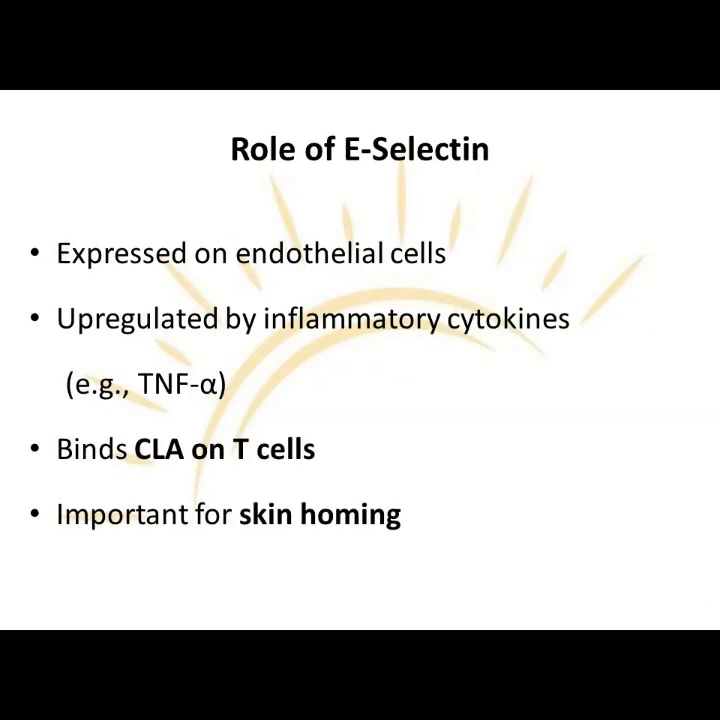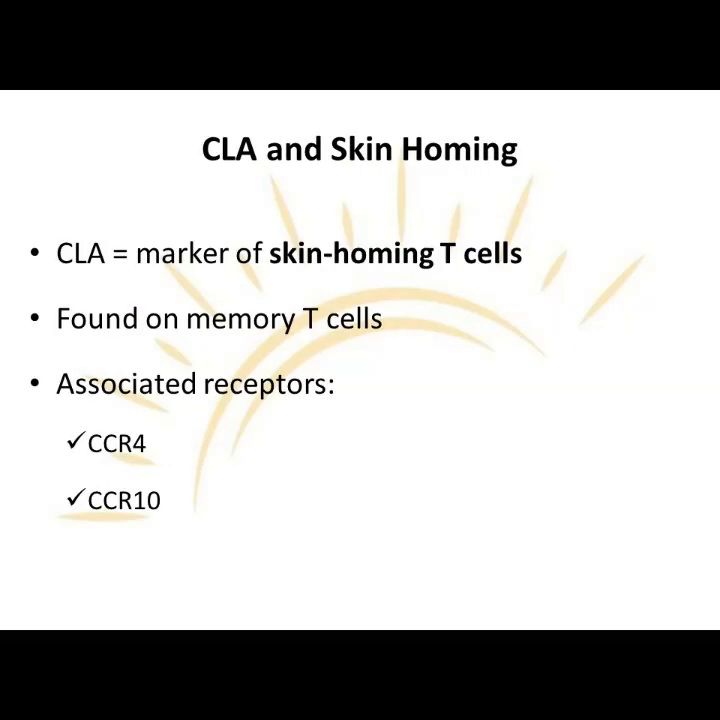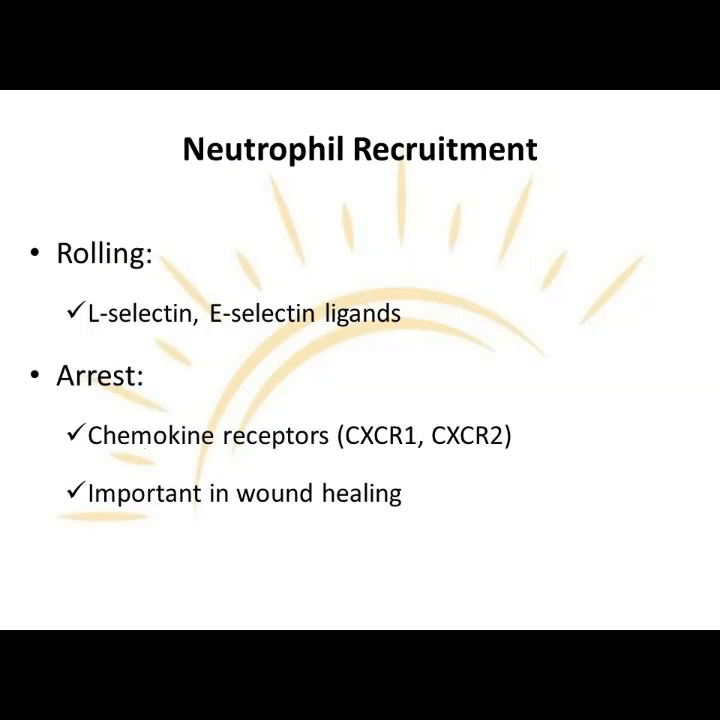Role of E-selectin. It is expressed on endothelial cells and upregulated by inflammatory cytokines, e.g. TNF-alpha. It binds CLA on T cells. CLA and skin homing. CLA is the marker of skin homing T cells, expressed on 10 to 40% of skin homing memory T cells. Associated receptors are CCR4 and CCR10. Neutrophil recruitment. In rolling, L-selectin and E-selectin ligands are involved.